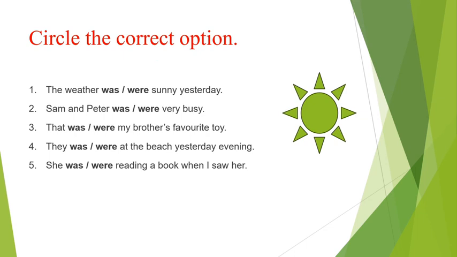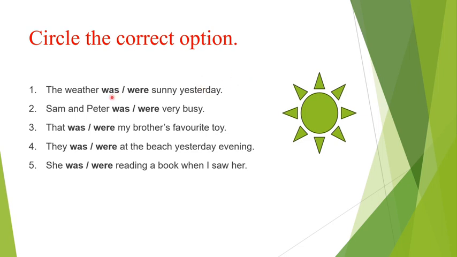Let's do one exercise based on was and were. The question is, circle the correct option. Circle the correct answer. Here the first sentence is, the weather were sunny yesterday. So we are talking about the weather. What is the subject over here? The weather. And weather is or was. We are talking about yesterday. Yes, the action which has already taken place. That means this is a past tense sentence.